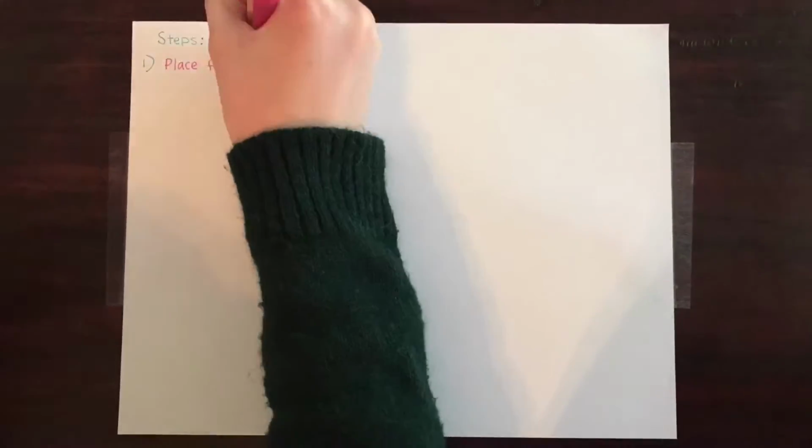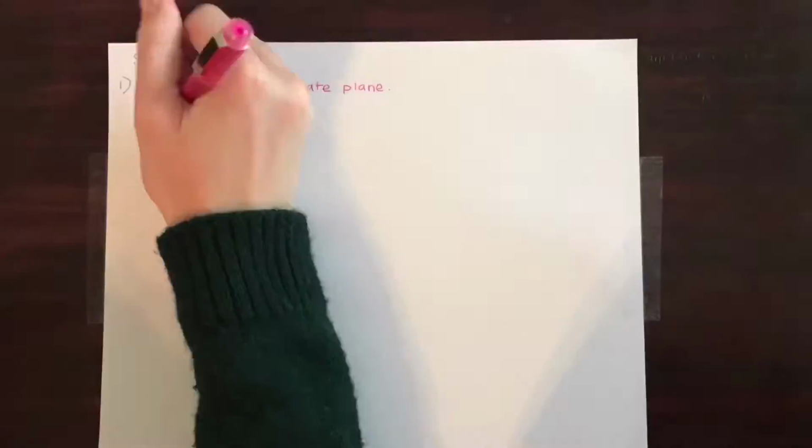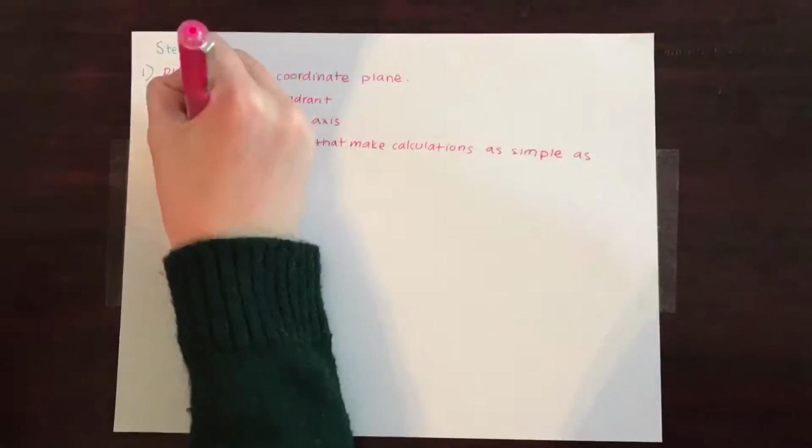Steps for doing a coordinate proof. Number 1. Place a figure in the coordinate plane. When placing a figure in the coordinate plane, try to use the first quadrant, the origin or the axis, and coordinates that make calculations as easy as possible.